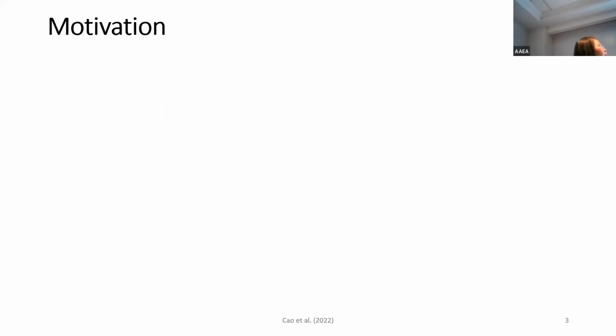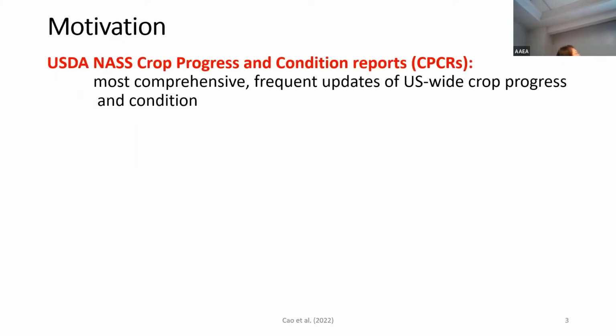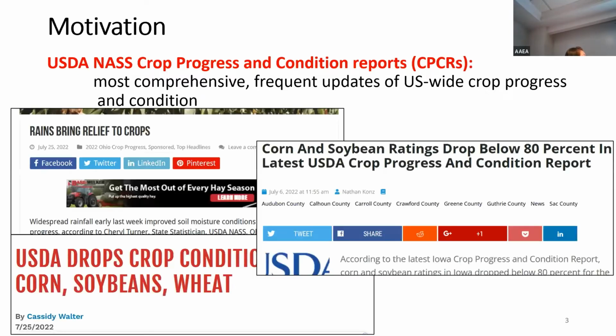So that's very relevant. So when we talk about crop progress and condition, we cannot avoid thinking about the USDA NASS crop progress and condition reports, hereafter I call CPCRs. It is the most comprehensive and frequently updated report of US-wide crop progress and condition, ranging from April to November. Here is an example, a screenshot I just took today. If you go on the media during this time of the year, you see a lot of articles if you put in the Google search crop progress and conditions.